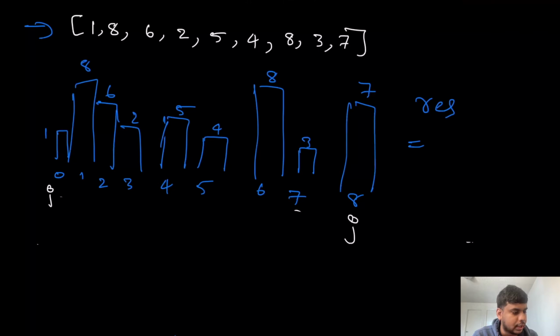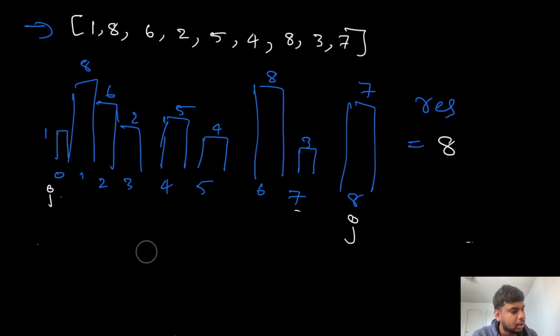So what is the height here? 1. What is the height here? 7. What is the min height? Min height is 1. Okay, and what is the width here? Width is, as I mentioned, the difference between the indices. 8 minus 0, which is 8. So the maximum area here is 8. So let's say result is equal to 8.